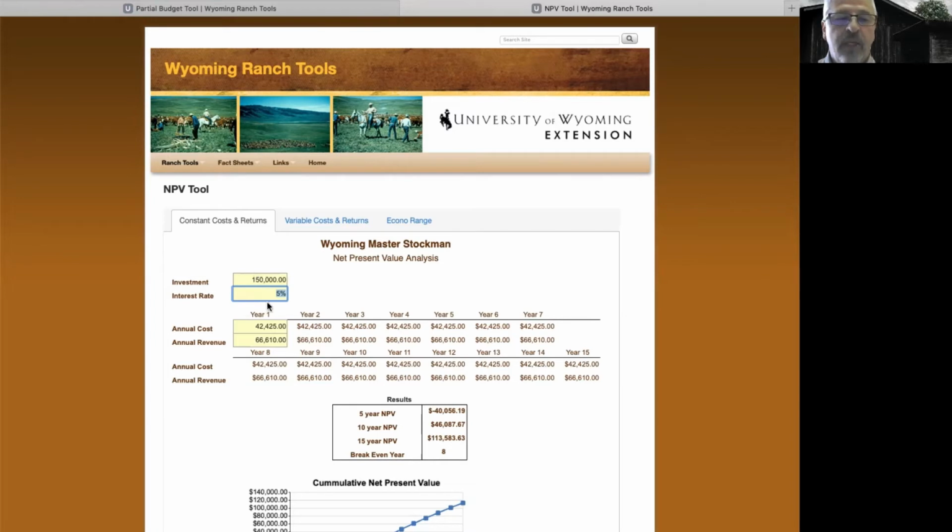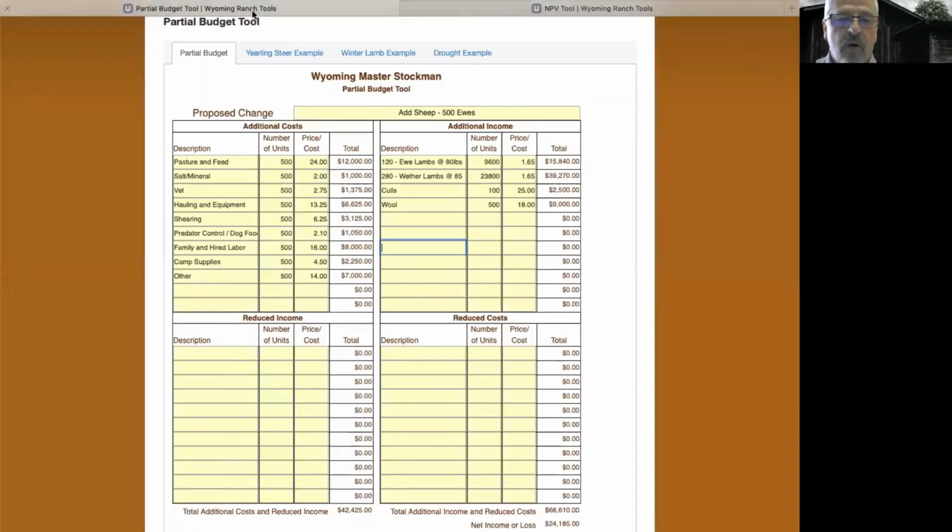And if we want a 5% return on our investment, we can enter that there as the interest rate. Then we enter those annual costs and returns from the partial budget we just did. So a reminder, over here is where we get those numbers. Here's our total annual cost of $42,425 and our total annual return of $66,610.